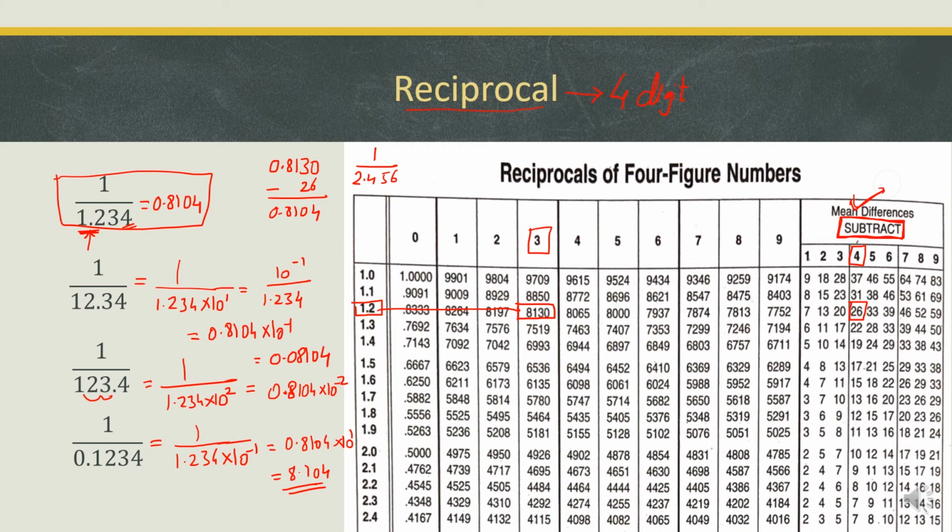Similarly, we can find the reciprocal of 2.456. So for this we will look for 2.4 first of all. So 2.4 over here. 5, let us match the rows and column. We got 4082, and this 6 from the mean difference. So in the last row, 6th column, we got 10. So we will subtract this from 4082, and what we get is 0.4072. I hope you all understood this. We need to adjust the power of 10 so that the decimal point is placed after the first digit only, right? So let us go ahead and check the next topic.